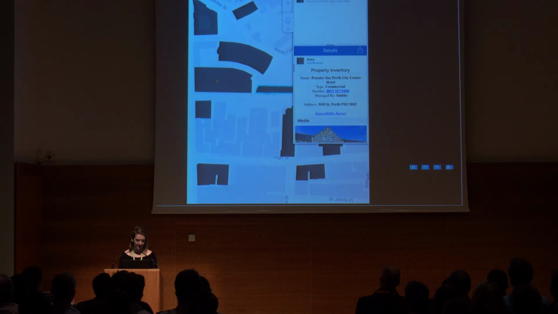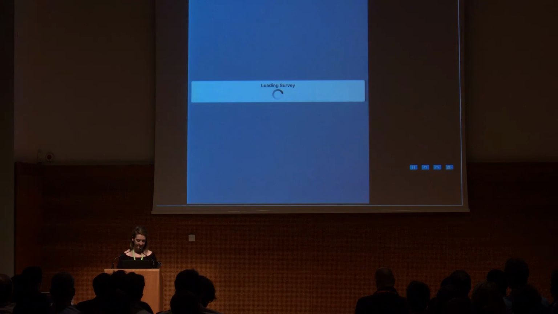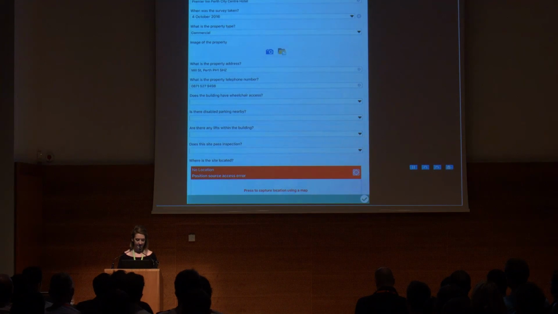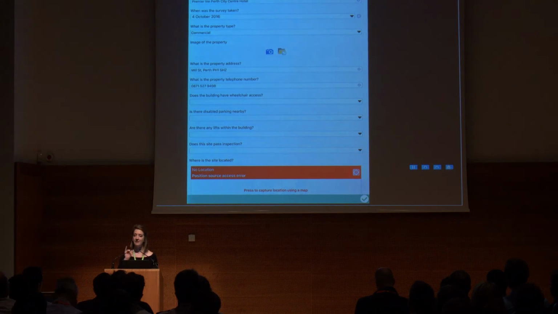I can tap on that. It should move to the Survey 123 survey, open up the accessibility survey, and pre-populate the answers for property name, property type, telephone number, and address. And there we go. So that's saving even more steps for those end users and having a connection between lots of different layers.